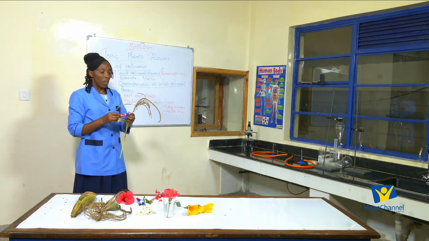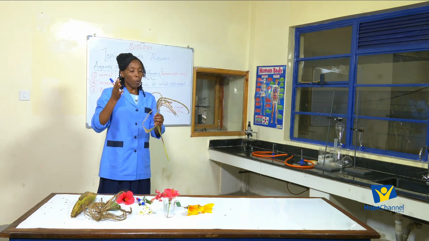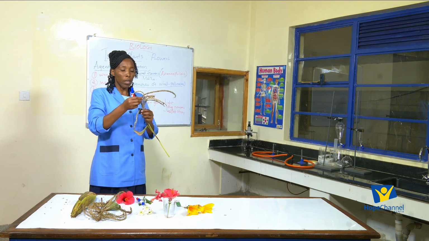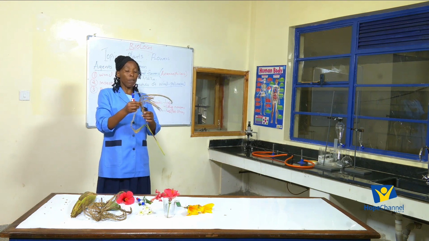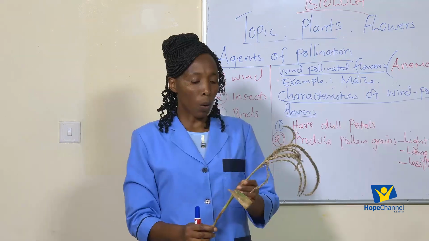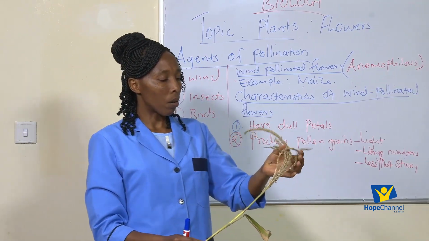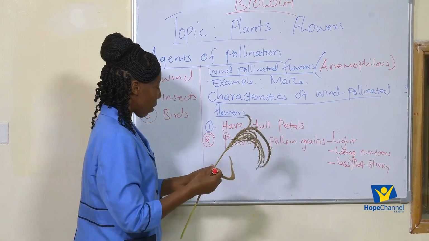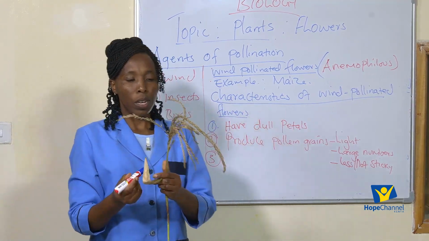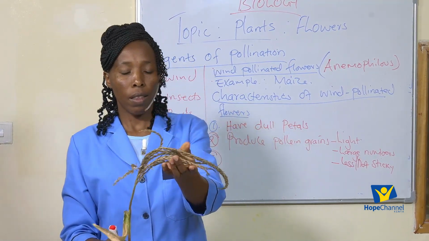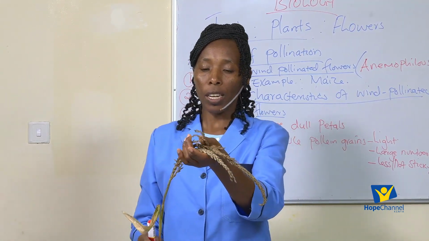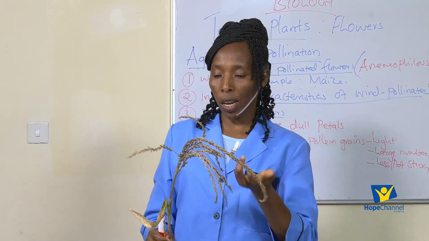Okay? So remember, we want these pollen grains, the moment they are released, to be easily carried by wind. We want them to be carried for a longer distance so that we have pollination. Now, another characteristic of these flowers, number three. We have talked about the petals being dull. We have talked about the pollen grains being light and being produced in large numbers.